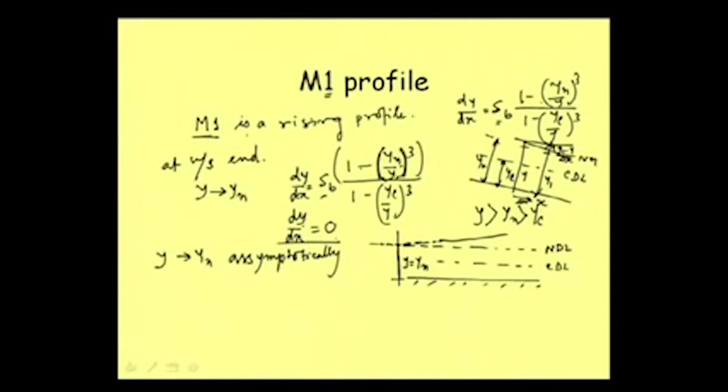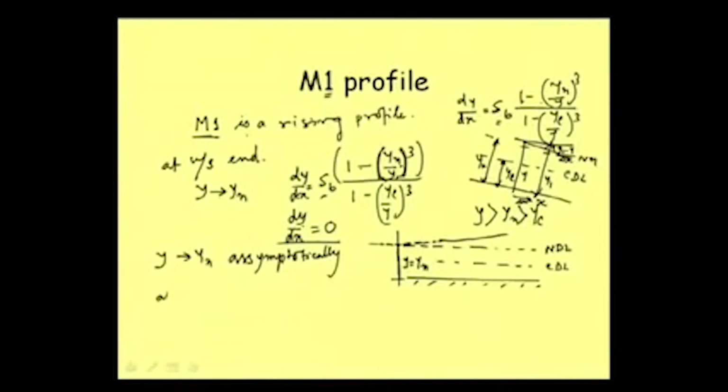Well, so this is one characteristic of the M1 profile, that at the upstream end the depth rises very slowly, because the gradually varied flow line is meeting the yn asymptotically. So, it will be increasing very slowly, and that is why the length of the M1 profile is quite large, because it will take a lot of time to meet the yn or the uniform flow depth.